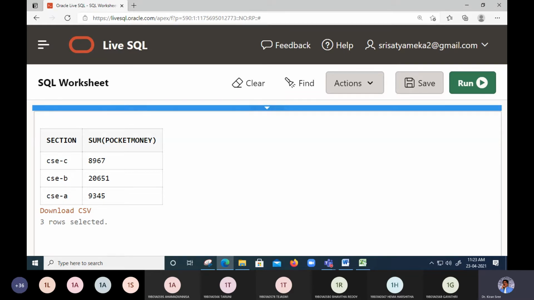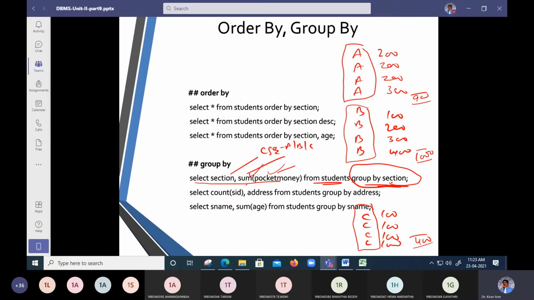Again it is in order: C section, B section and A section. And we made it with the pooling of the content. So we made all the sums as one group, another group as B section, another group as C section. So that is why we get this result. Fine. Next one.